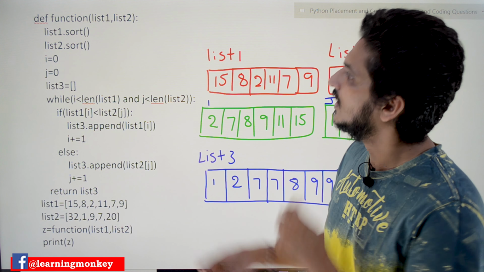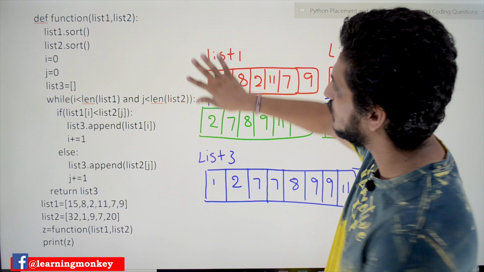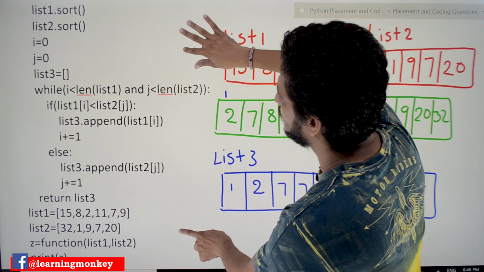Okay, list1.sort(), list2.sort(), and they are taking two variables, i is equal to 0, j is equal to 0. They are taking one empty list. Here is the loop. This is the loop it is going to execute. What does this loop say? That is what we have to understand.